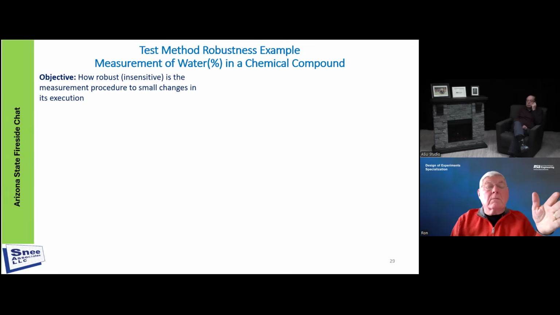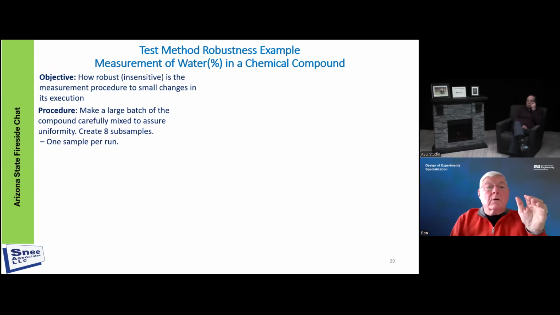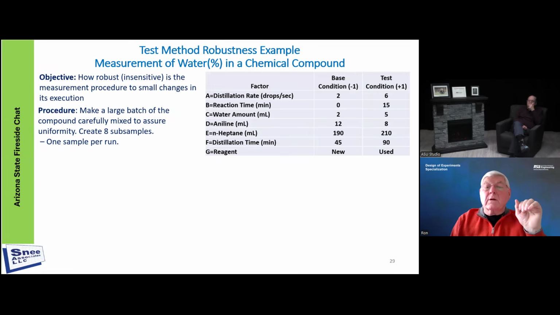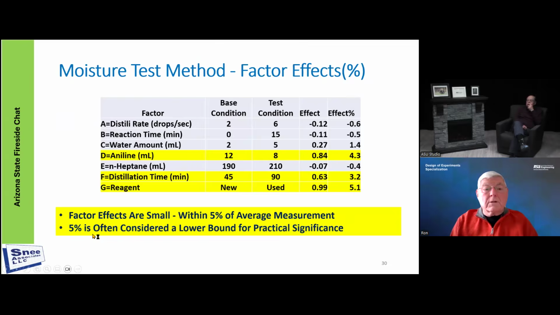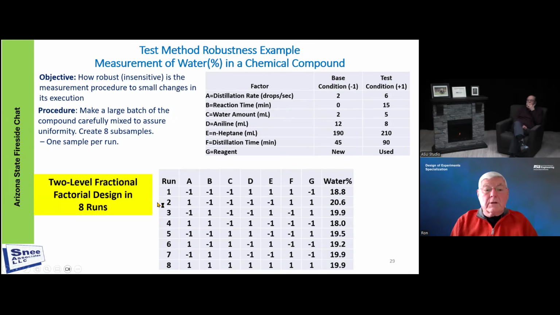Here we want to know how robust, how insensitive to the measurement and small changes in its execution. Here we're measuring percent water in a chemical compound. We're going to make a large batch of the compound, carefully mixed to assure uniformity, create 8 subsamples, 1 test per run. Here are the variables you see, the base condition and the revised condition. And here's the design.